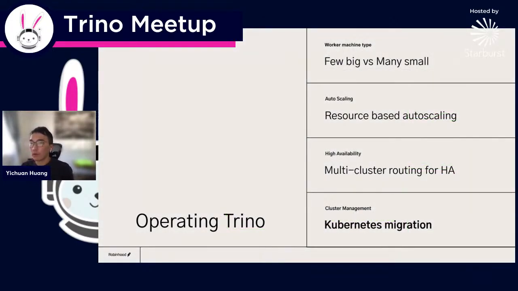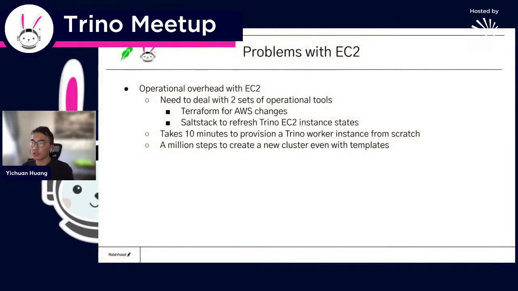So finally, I'm going to talk about migrating the Trino clusters to Kubernetes. First, the problems with the current EC2 setup. Currently the Trino clusters are all running on bare metal EC2 machines, which is causing a lot of operational overhead. The reasons are, firstly, we need to deal with 2 sets of operational tools.